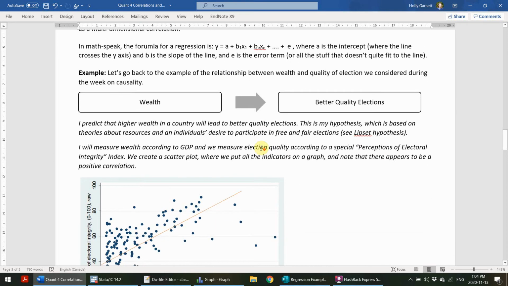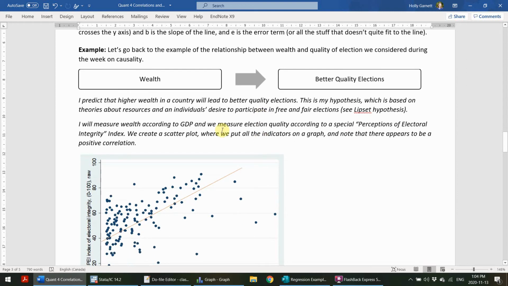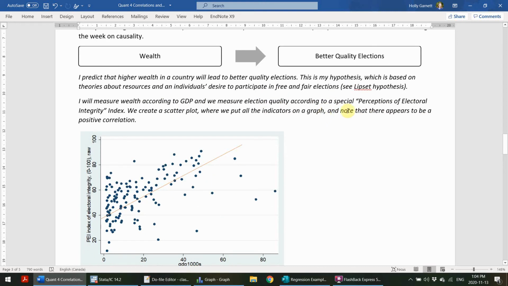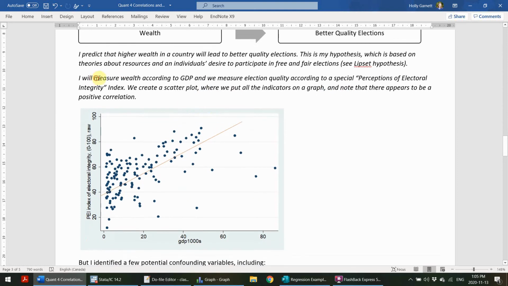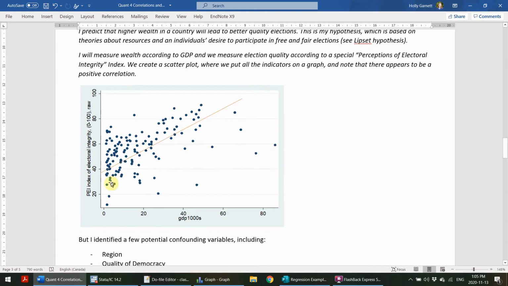So let's go back to that example of the relationship between wealth and the quality of elections. So I predicted that higher wealth in a country would lead to better quality elections. It's based on this Lipset hypothesis that more resources means more people will want to participate in free and fair elections. You turn that conception into a measure, so GDP and PEI index. We create a scatter plot, and we know that there's a positive correlation.